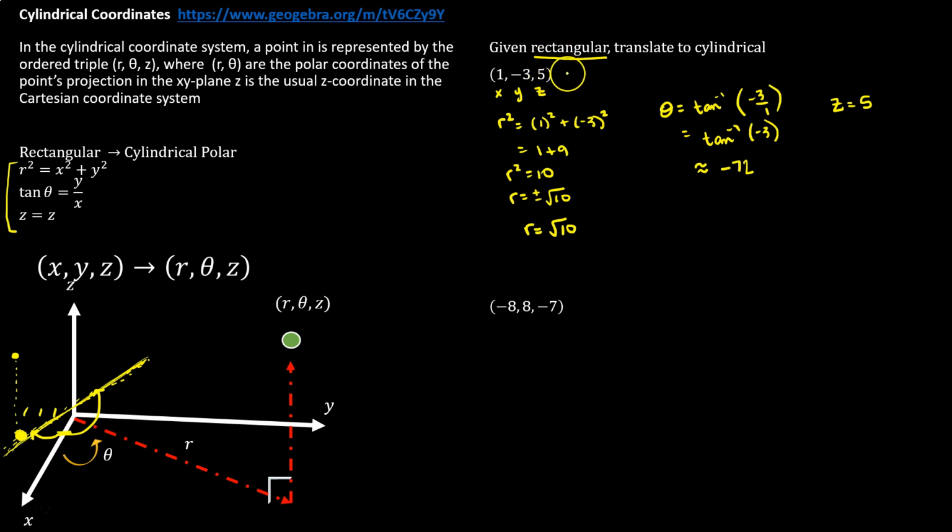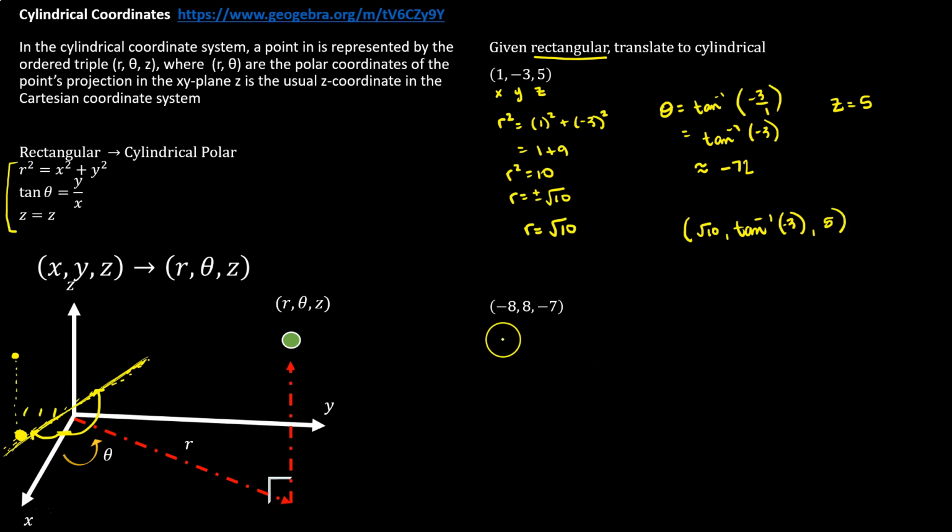All right, so the point in rectangular coordinates, 1, -3, 5, is the same as the point in cylindrical polar coordinates, √10, I'm going to just write tangent inverse -3, because that's the exact form, and then z is 5.